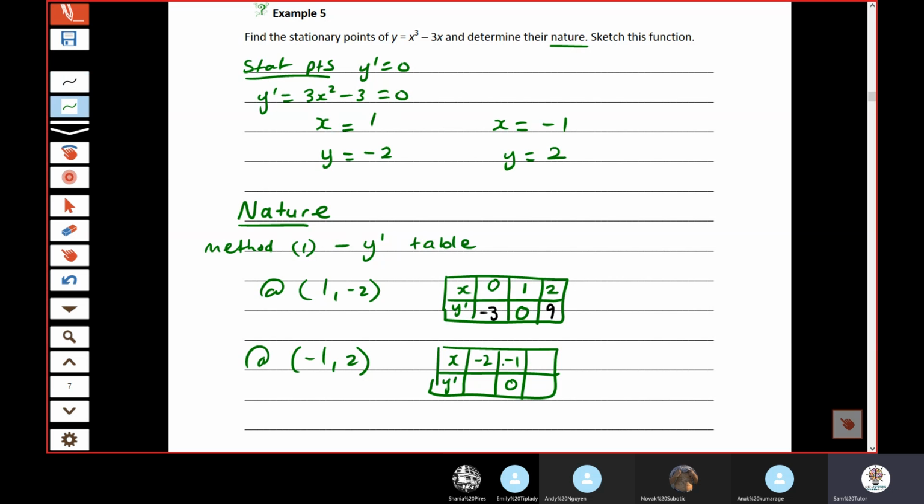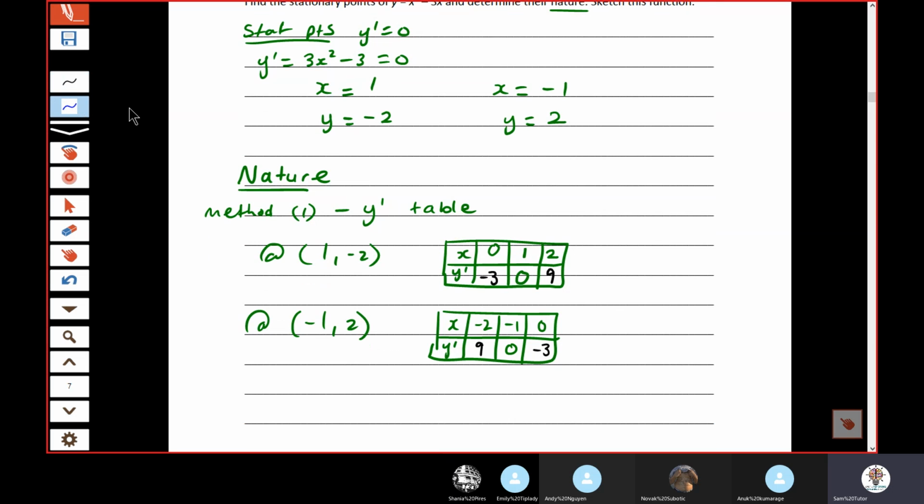And then again, choose a number before it, choose a number after it. At -2, sub it in. It looks like it's 9. At 0, sub it in. It gives you -3. All right, I'll pause there. Anyone have any questions? Easy.